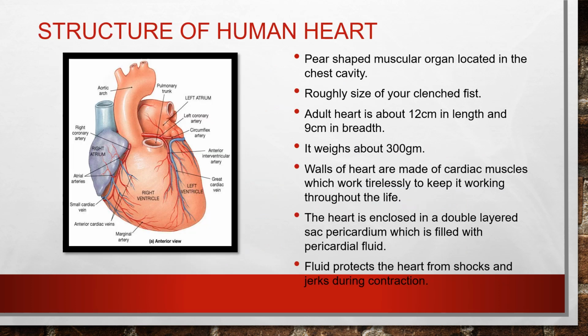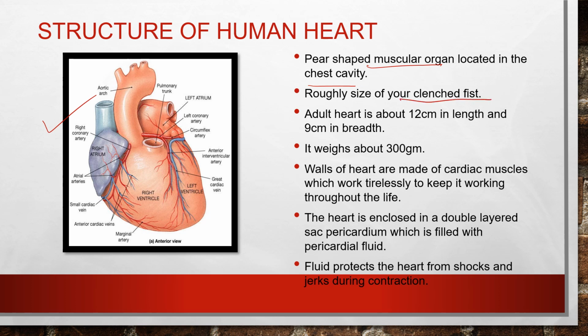Now here comes the structure of the heart. So how does the heart look? See the diagram. This is the structure of the heart. It is a pear-shaped muscular organ located in the chest cavity. So what is the actual shape of the heart? It is actually a pear-shaped organ, and your heart is roughly the size of your clenched fist.